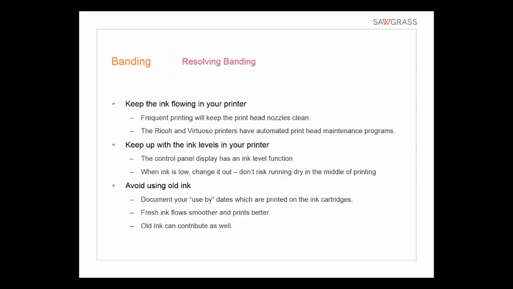All right? Keep up with ink levels in your printer. It's very easy to check the ink levels. Again, with the Ricohs and the SGs, you can do it right there on the screen. You can also do it through Power Driver. You can also do it through Create Studio Print and Color Manager. So pay attention. When it starts to get low, make sure you have another cartridge of ink, because you don't want it to run out in the middle of an important job.